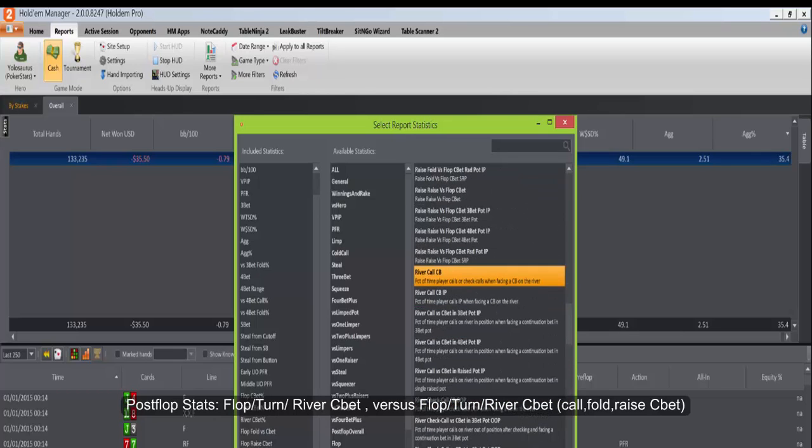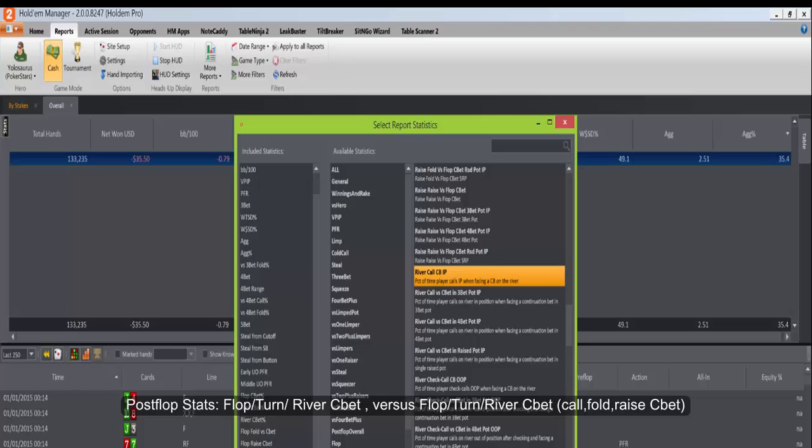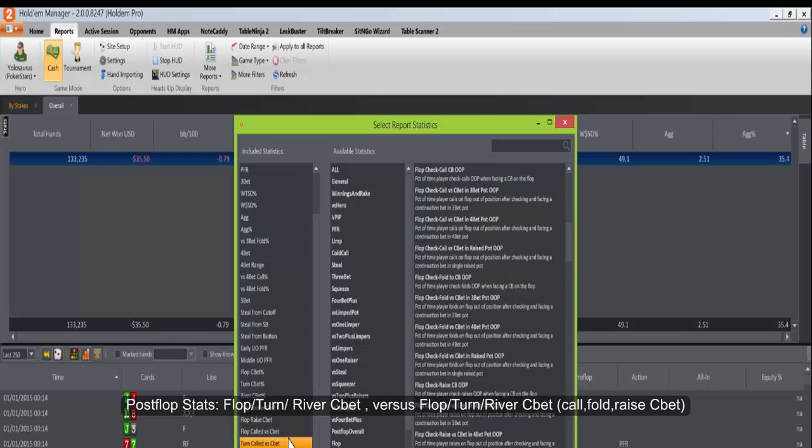So generally you wouldn't have a sample for the river. Even for the turn, you will rarely have a good sample. But on the earlier streets, you will tend to have a larger sample size because those streets happen more frequently. So those will tend to be more accurate. Okay, so these are the most important.